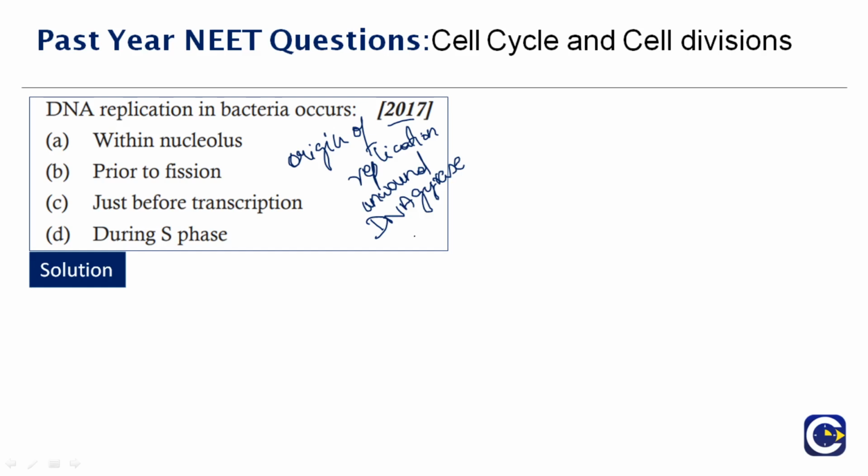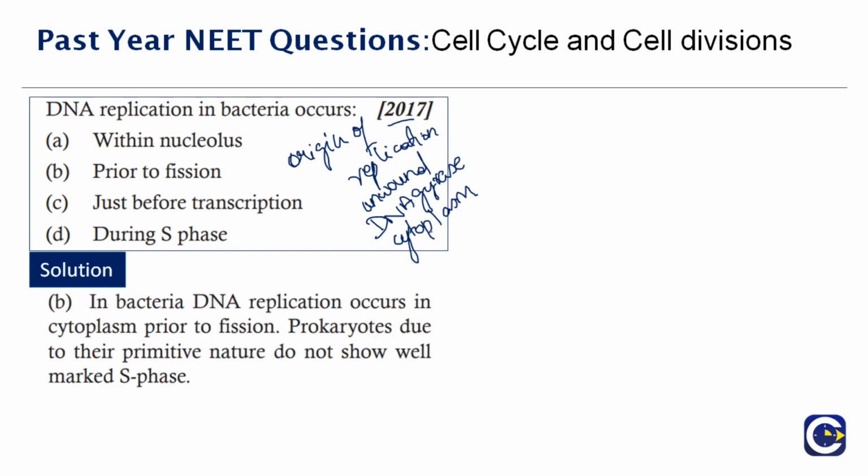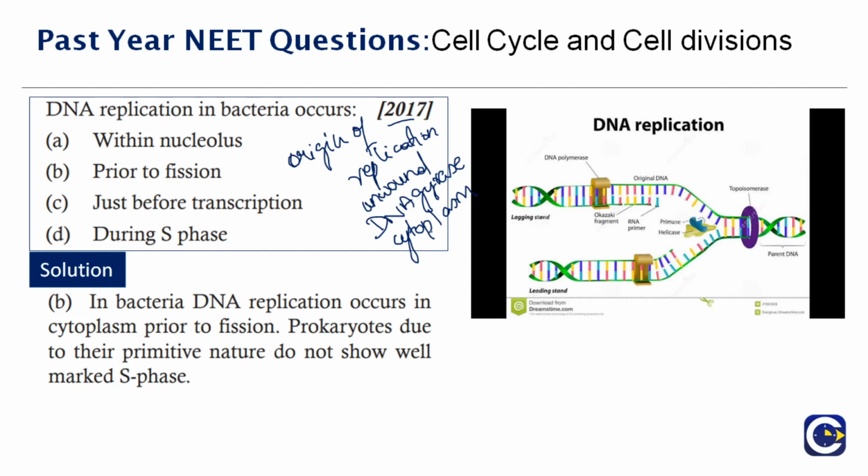In bacteria, the DNA replication occurs in the cytoplasm. We all know that it occurs in the cytoplasm prior to fission. Prokaryotes, due to their primitive nature, do not show a well-defined S phase. What is the other name for S phase? Synthesis phase. Therefore, the correct answer is option B, prior to fission.